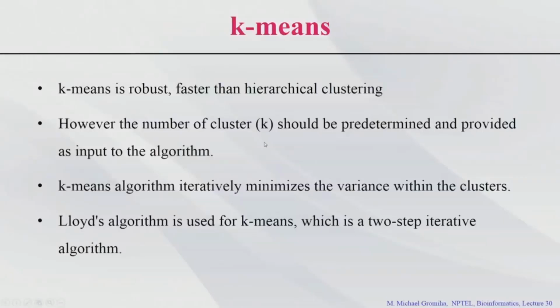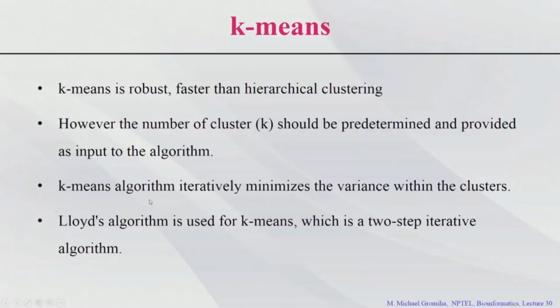In this case the number of clusters should be predetermined. We are required to say, okay, we require 4 clusters or 5 clusters, however many clusters we need. We took a group of 100 proteins. If we need 2 clusters, it is simple, you can make a simple cutoff as I discussed earlier. If you take the number of clusters, accordingly you can group based on the values. What does k-means clustering do? It iteratively minimizes the variance within the clusters. Mainly Lloyd's algorithm is used for k-means, which is a 2-step iterative algorithm. I will tell you how to do that.